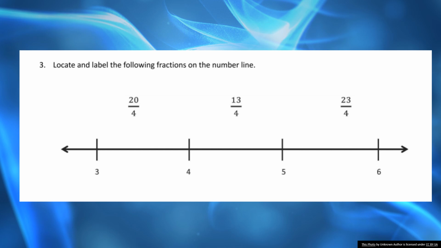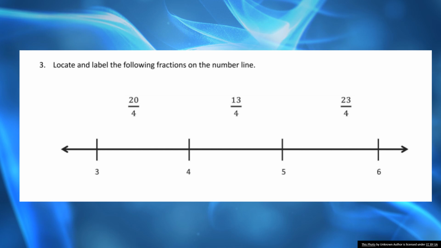Let's take a look at number 3. Number 3 says locate and label the following fractions on the number line. Now, I look at all the fractions I'm supposed to locate, and the denominator, or the bottom number, is 4, which means I need to partition my number line into fourths. Because my denominator is 4, I need 4 lines. Every 4 lines is another whole number, because 4 fourths equals 1 whole.